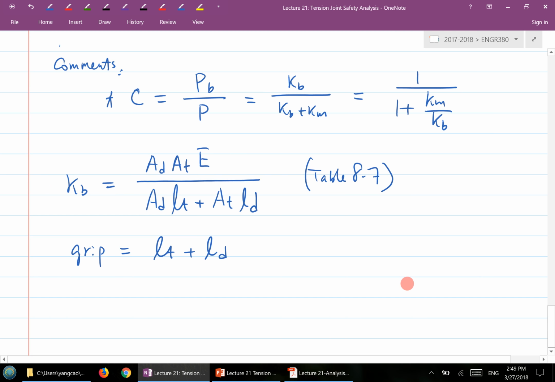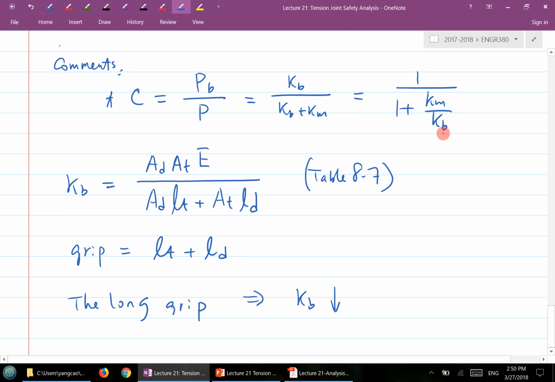So now I can make a conclusion. I can say essentially the longer grip, meaning what? Meaning somehow the LD and the LT part of that is longer. So if I have a longer grip, essentially means LD or LT will be bigger, right? Then translate to the stiffness calculation, meaning the KB will be smaller, right?